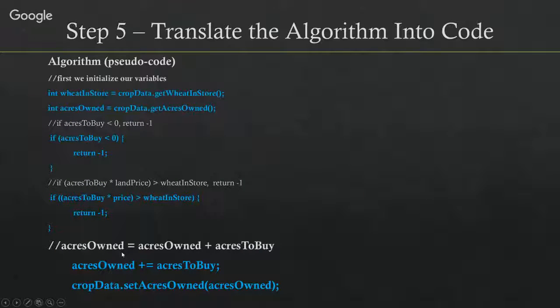And once we pass those 2 evaluation conditions, then we're okay to say acres owned equals the acres owned plus acres to buy. So we're adding the acres to buy to our acres owned. We can do that by either typing it out this way, or we can use this operand of plus equals, and then we actually set the acres owned in the crop data class to what we've determined that acres owned should be.